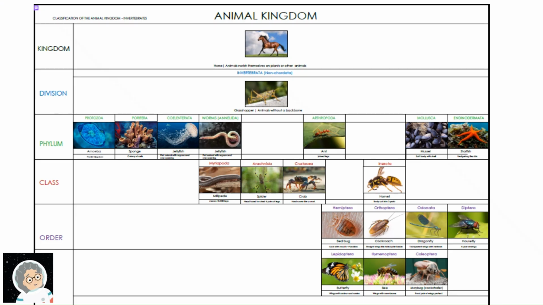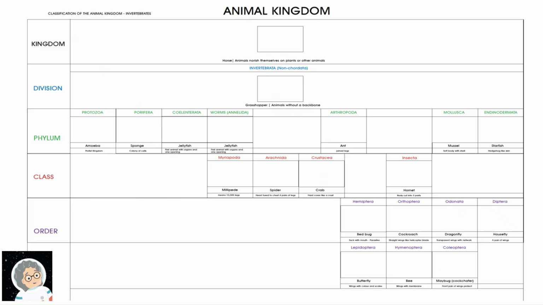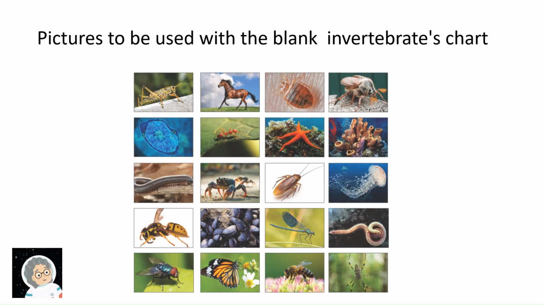So here is the first classification of animal kingdom invertebrate chart, and you can see what we did in the earlier presentation, and now this presentation is where we are looking at insects. You can see the 7 animals placed there. This is what the final look of the chart will be. Now this is the blank chart of the invertebrates, and this is what we will use to do the presentation. Now these are the pictures of invertebrates used to do the blank chart.